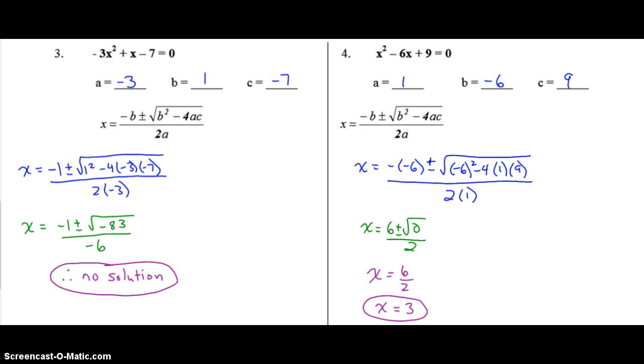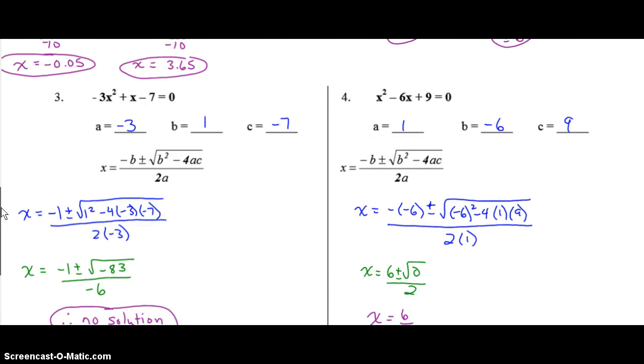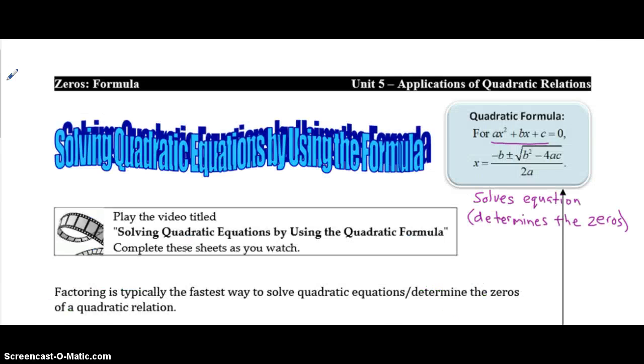So if there's any of this that you don't understand, make sure you make a note of it and ask your teacher tomorrow. But I just want to remind you, the whole purpose of using the quadratic formula is to solve a quadratic equation or to determine the zeros of a parabola, which means the same thing. So I hope you enjoyed learning about it. This will be used frequently in grade 10, grade 11, grade 12.